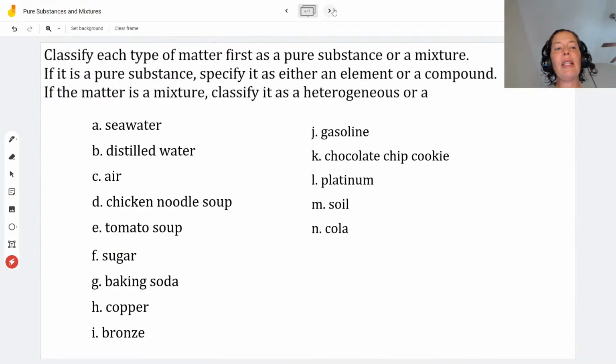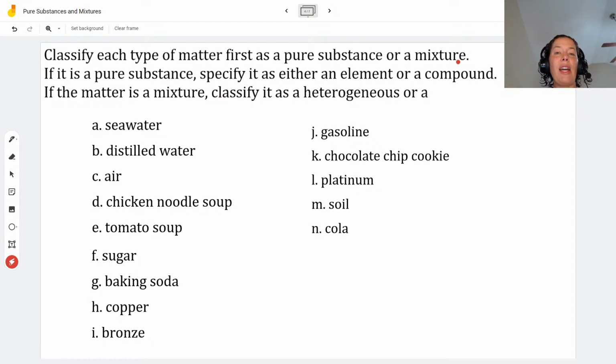So let's put this into practice and let's actually run a problem, and we're just going to talk about a bunch of different situations and compounds and mixtures, and we're going to identify things. So for this problem, we are first going to classify each type of matter as either a pure substance or a mixture. So that's always the first thing. Is this a pure substance or a mixture?